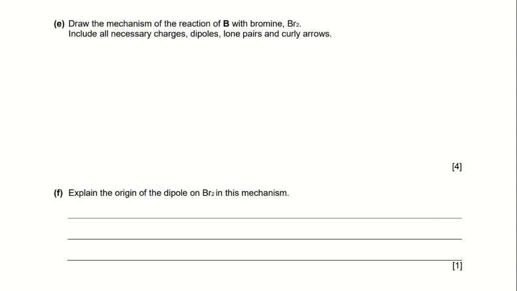Okay, now part E, we are supposed to draw the mechanism of the reaction of B with bromine. Now alkenes will react with bromine. So I'll use a general alkene structure. So it will react with bromine and we will get a dibromoalkane like this. Now we are supposed to draw the mechanism. The name of this mechanism is electrophilic addition.